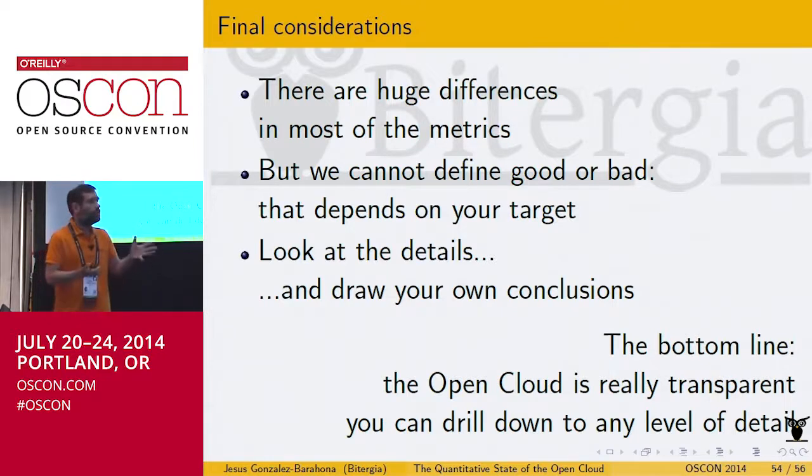So if you want, go to the dashboards and drill down, because you can do that, and get more detail and try to understand, if you want, why the numbers are like they are. So for me, the most interesting thing is the open cloud is really open and really transparent. You can do this kind of analysis. Try to do this with proprietary cloud products. No way. Here you can understand what's happening, who is supporting, who is putting the money, who is developing, how are they dealing with tickets, how is activity evolving, et cetera.